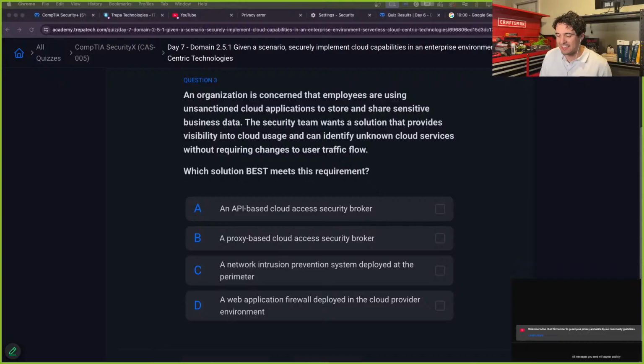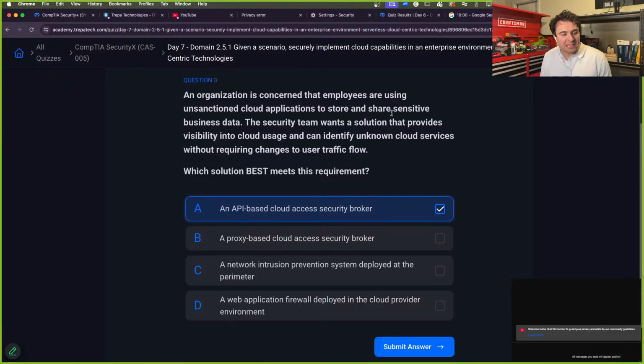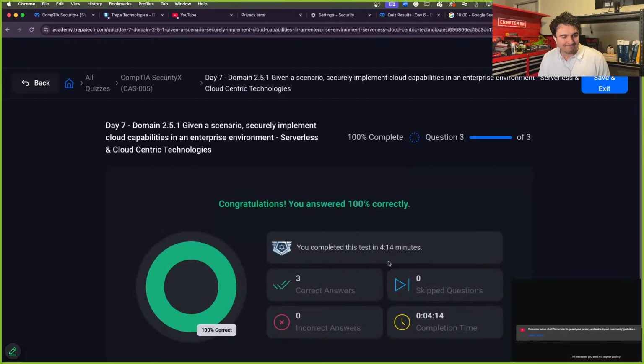Oh wow, this one's confusing. Well, not really, right? But it's A, right? Because we don't want to interrupt traffic flow. We want visibility. Obviously it's between A or B, but because of the keyword, without requiring changes to user traffic flow, it's going to be A. All right, awesome.